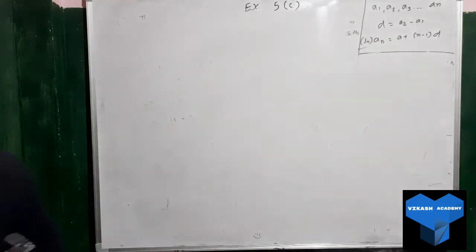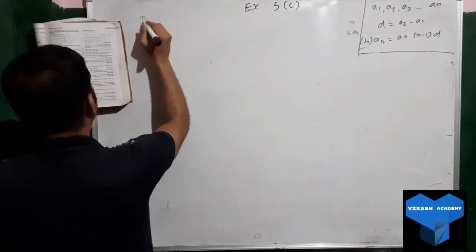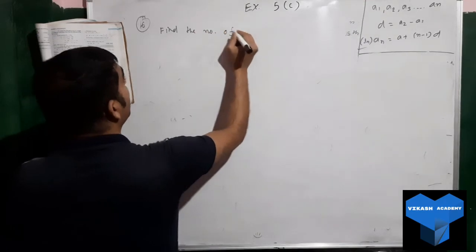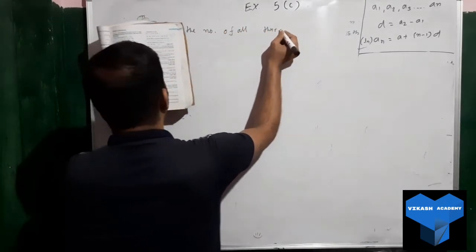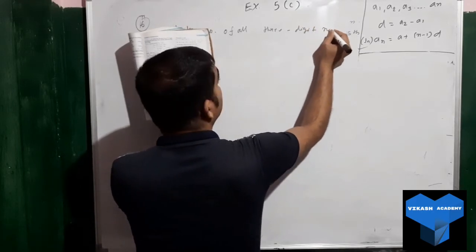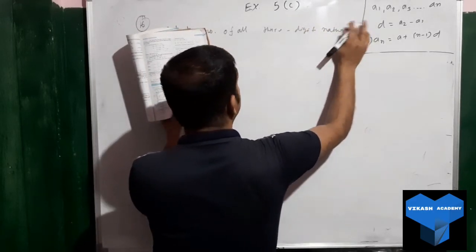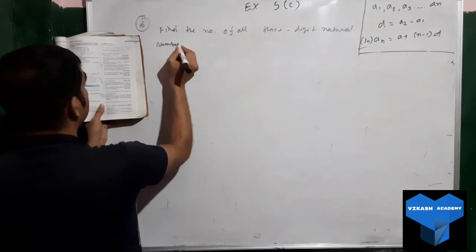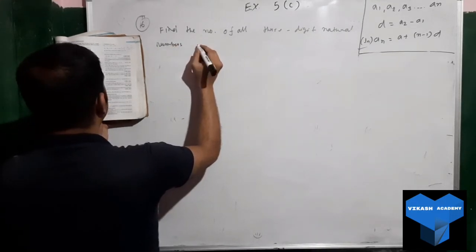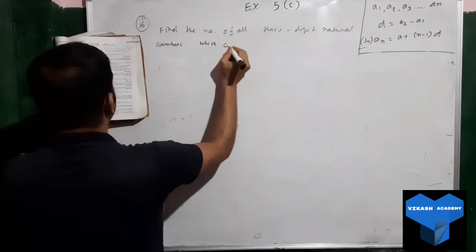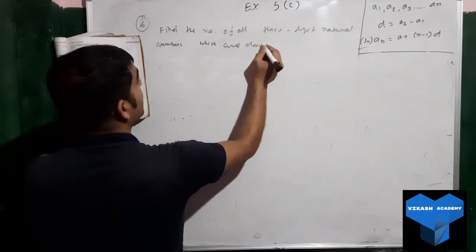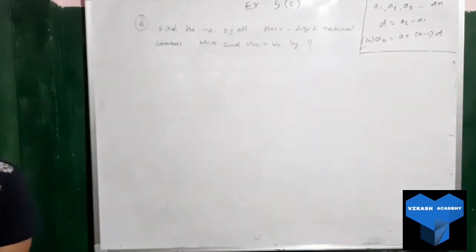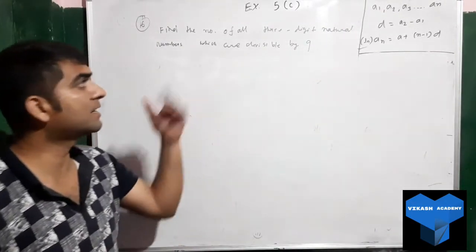So question number 16, what do we have? Very important. Find the number of all three-digit natural numbers which are divisible by 9. So we have to find all the 3-digit numbers that are divisible by 9.